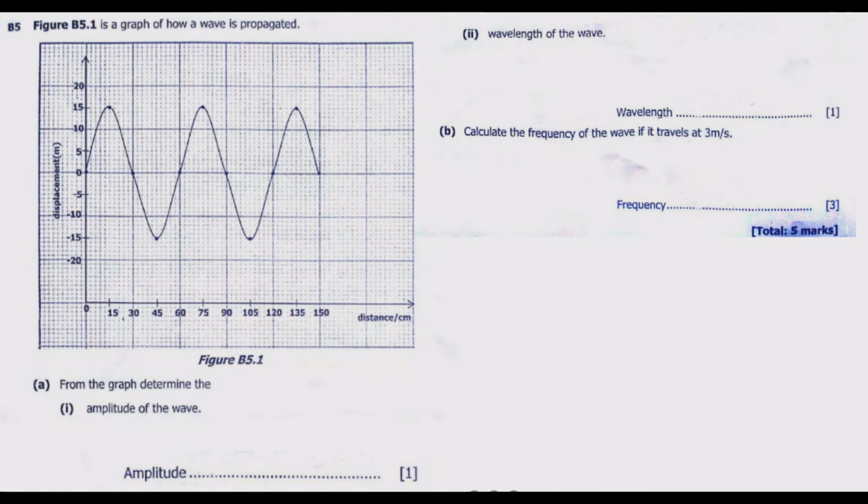Let us look at question B5. Figure B5.1 is a graph of how a wave is propagated. From the graph, determine the amplitude of the wave. So the first thing that we need to ask ourselves is, what is an amplitude? An amplitude basically refers to the maximum displacement of the particle from its rest position.